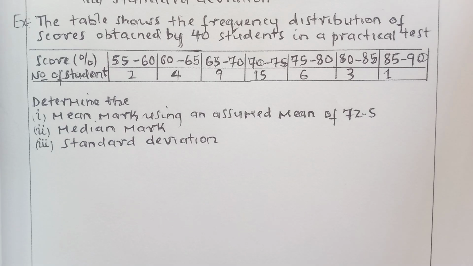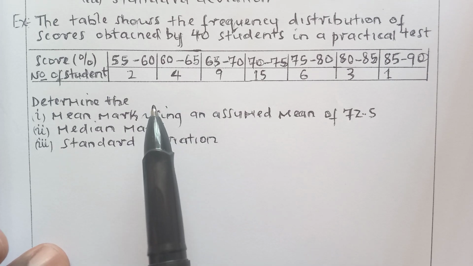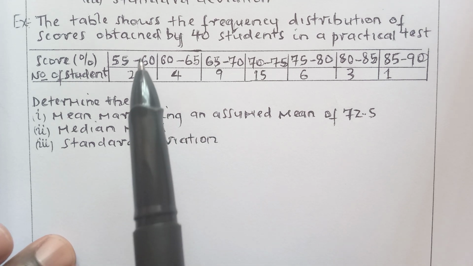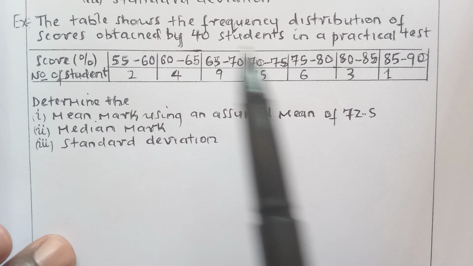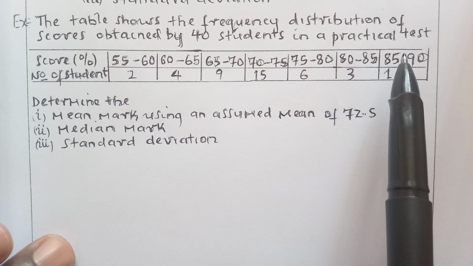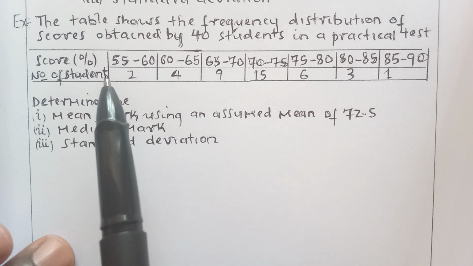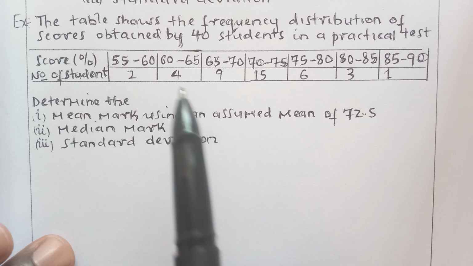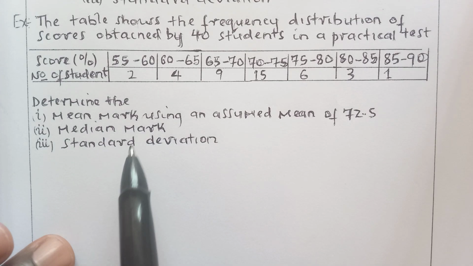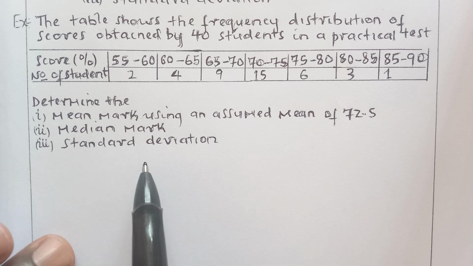And so guys, today we continue with statistics. So today we are going to solve yet another question here, and it is written like this. The table shows the frequency distribution of scores obtained by 40 students in a practical test. This is the distribution of marks and the number of students for each class. Determine the mean mark using an assumed mean, the median mark, and also the standard deviation.